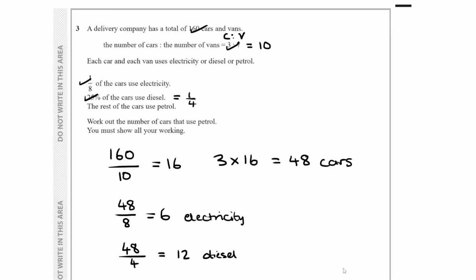And then the rest of the cars use petrol, which is the one I'm actually interested in, isn't it? So I've got a total of 48 cars, 6 electricity, 12 are diesel, the rest is what I want to know. So subtract 6 and the 12, which is effectively 18, isn't it? Take away 18, we should get 30 in total, which is cars that use petrol. Alright.